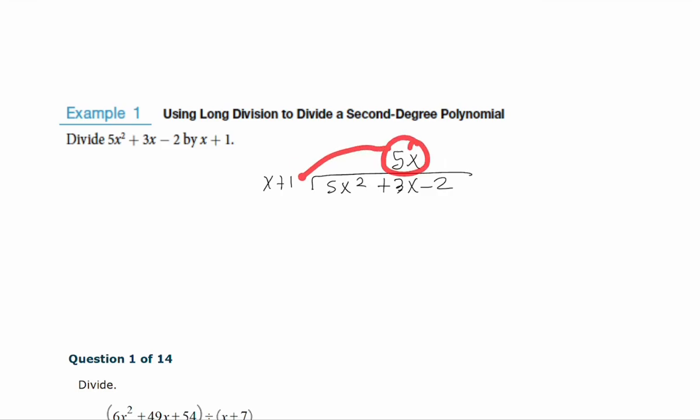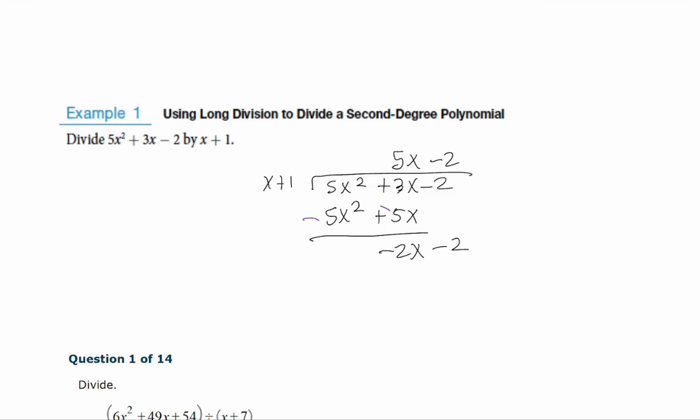So remember, that's going to multiply by both of those terms. So we're going to get a 5x squared. That first one should always be a perfect match. 5x times 1 is positive 5x. We are subtracting, so change the signs of both. The first term should always go away. 3x minus 5x is negative 2x. Bring down the negative 2. Do it again. What times x would give me negative 2x? Negative 2. So we have negative 2x minus 2. But we are subtracting, so we change the sign of both. And we have a 0 remainder.